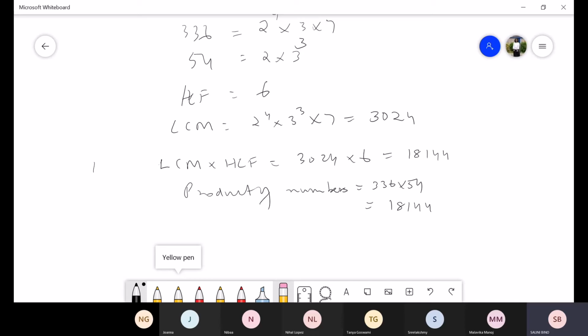So this is your LHS. This is your RHS. And then you can write, therefore, LCM into HCF is equal to product of two numbers. Hence, verified.